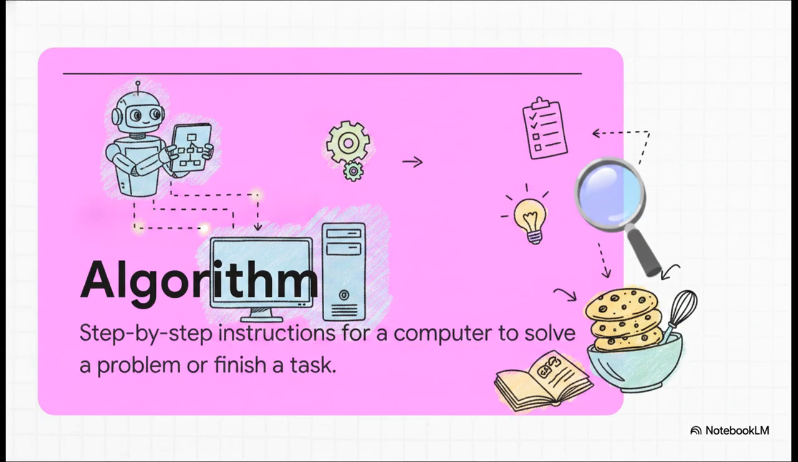Okay, let's dive into this. At its core, an algorithm is simply a set of clear step-by-step instructions for a computer or a robot to solve a problem or finish a task. That is literally it. It's just a digital recipe. Now, computers are incredibly powerful machines, but here's the secret. They aren't actually naturally smart. They need algorithms to know exactly what they're supposed to do. So, just like you need a recipe to bake those cookies, a computer needs a recipe to function.